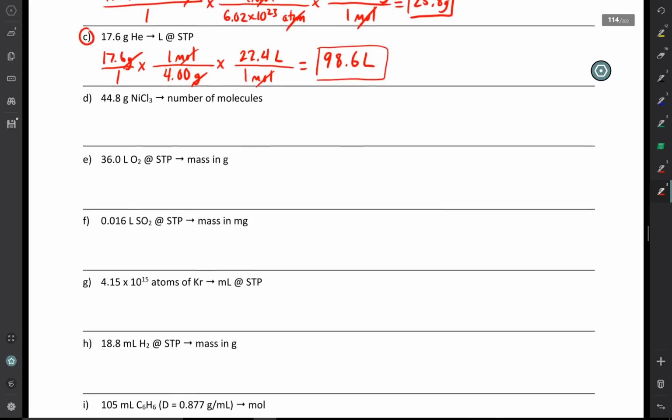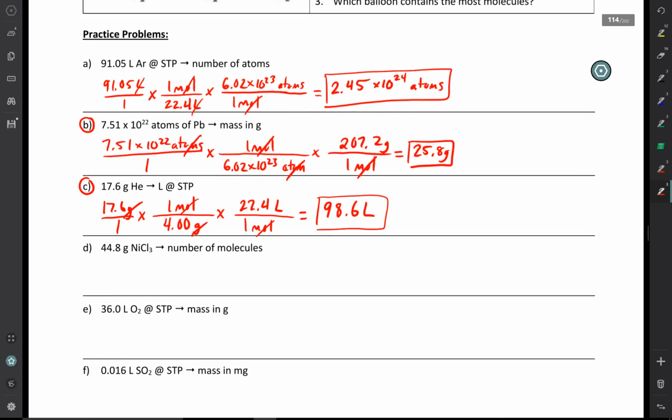Okay, the answer key for the remainder of these problems are online. I highly recommend going through and doing some practice. We're really going to build on this idea of mole conversions in future lessons. So it's really in your best interest to get this to the point where it feels almost second nature.